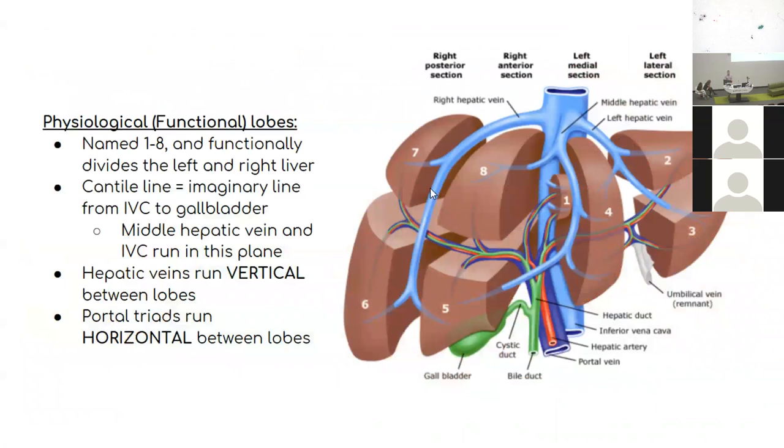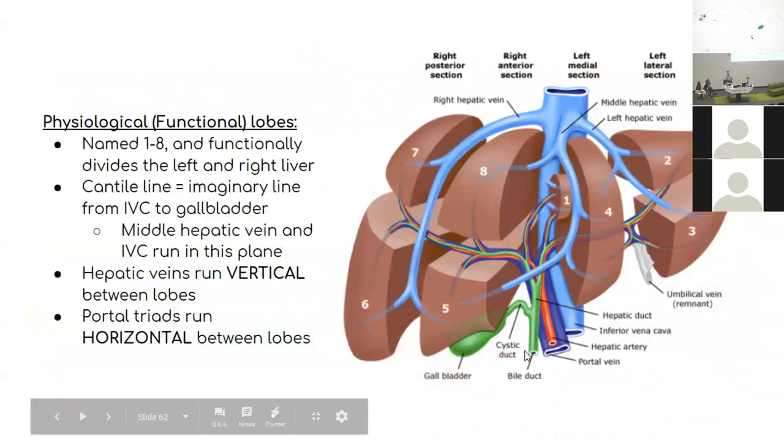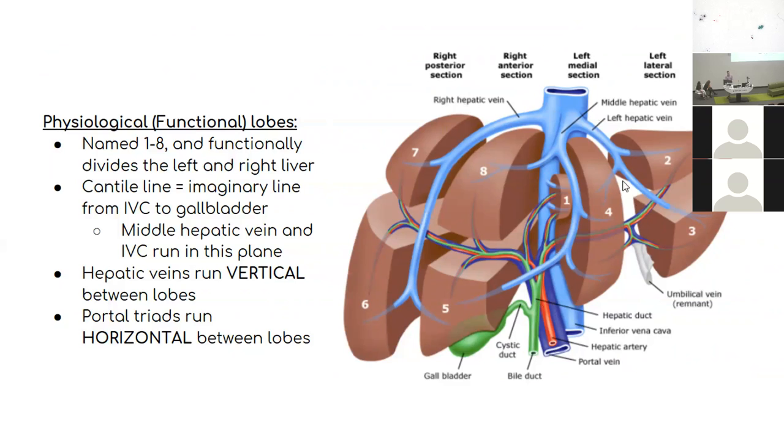There's also some physiological or functional lobes. I don't think this is very high yield at all. Not sure if you guys have actually even been taught this. Yes, cool, go through it then. So there's 8 physiological lobes, and again, it's split into left and right. I guess the main thing to know with this is that the hepatic veins, so these ones here, run vertically between the lobes, and then the portal triads will run horizontally between the lobes. That's all I would know.